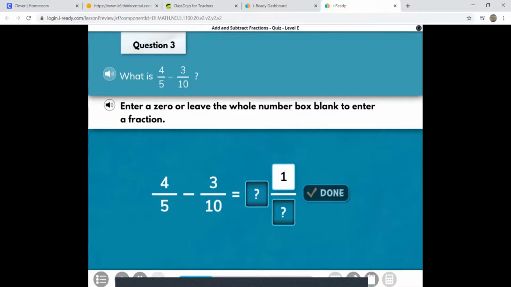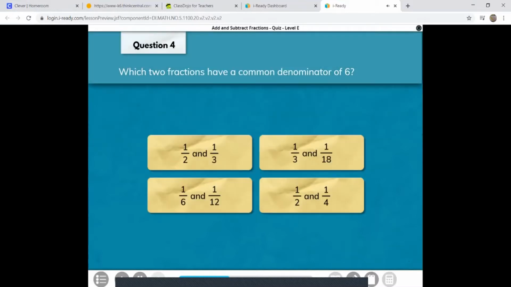So 1/2, and there's no whole number. We keep it. Which two fractions have a common denominator of 6?